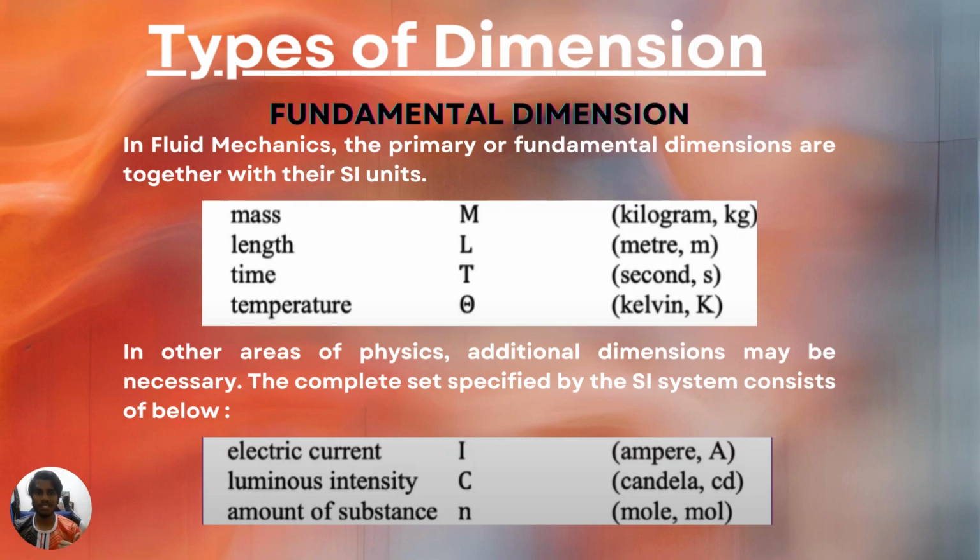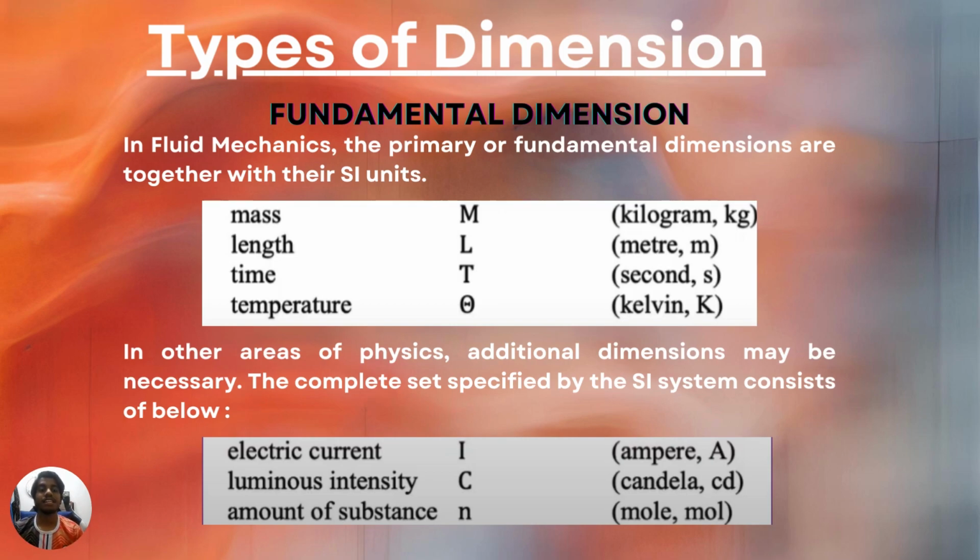First one is mass, the symbol is M, unit kilogram, kg. Second one is length, symbol L, unit is meter, m. Third one is time, symbol T, unit seconds, s. And the final one is temperature, with symbol theta, unit Kelvin, K.